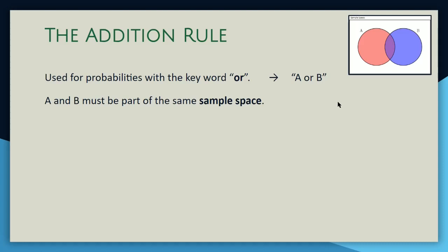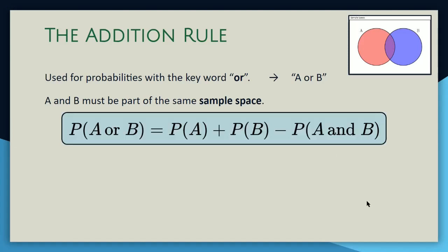Just like last time, we are limited. A and B must be part of the same sample space to use this rule. But you're not going to see any situations in this class where I'm giving you things from different sample spaces. So if we are using the keyword OR, P(A or B) is equal to P(A) plus P(B) minus P(A and B).